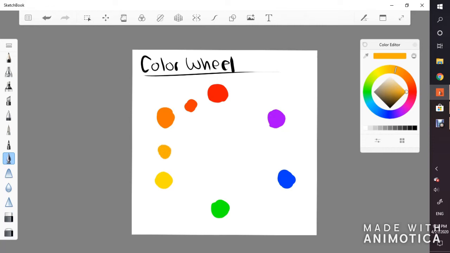The color that will be between these two would be yellow-green. The color between those two would be blue-green. Now I want to put that a bit more towards blue. And the color between blue and violet, or purple, whatever you want to say, will be blue-violet. It's very easy. And then here would be red-violet. Red-violet looks like kind of a pink. It's a really pretty color.